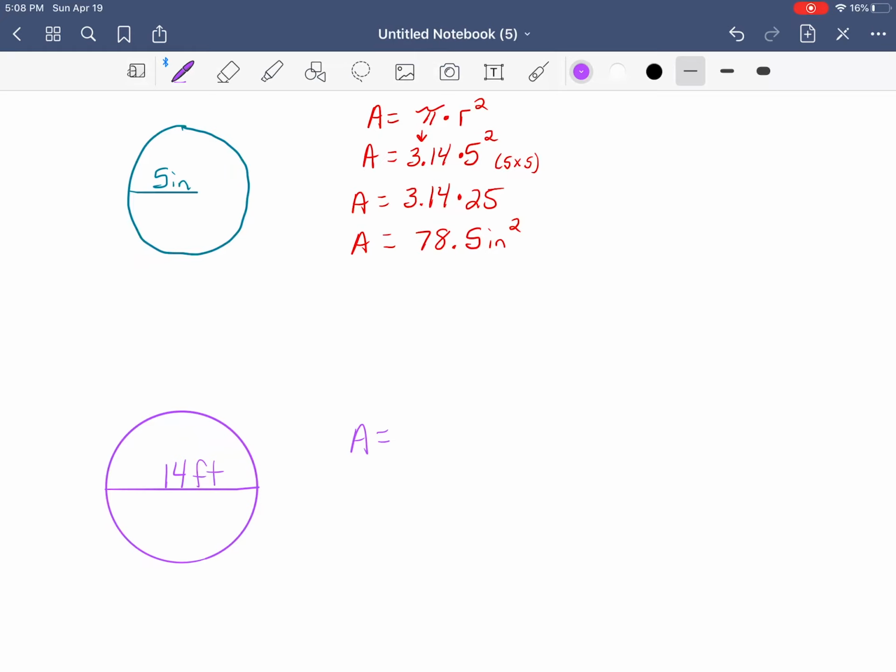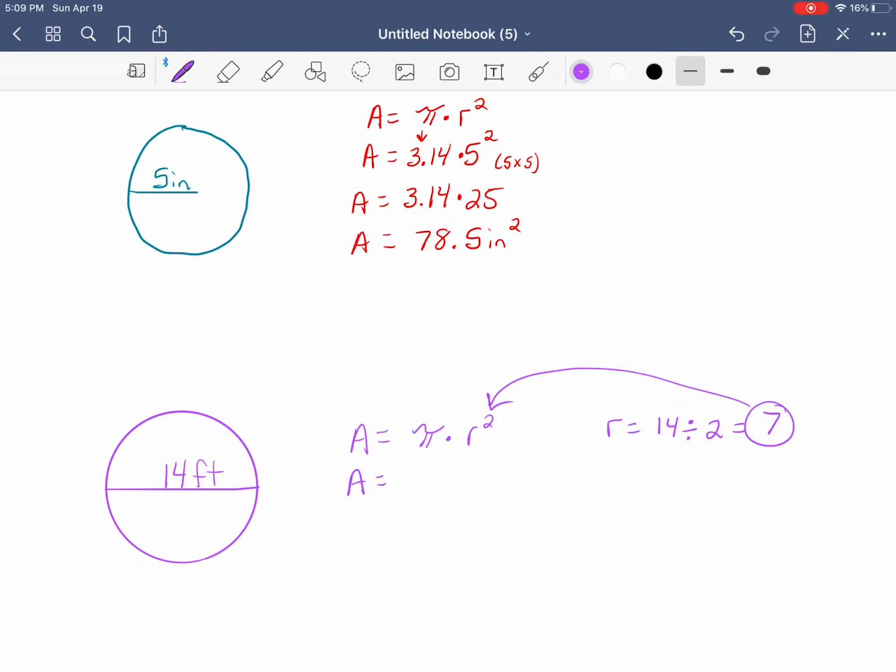So I'm going to start with my formula. A equals pi times my radius squared. All right, I need my radius. So I see that they gave me my diameter, which is 14 feet. So to figure out my radius, I need to take 14, divide it by 2, which gives me 7. Now that is my radius. All right, anytime we need to figure out the radius, we have to divide the diameter by 2.